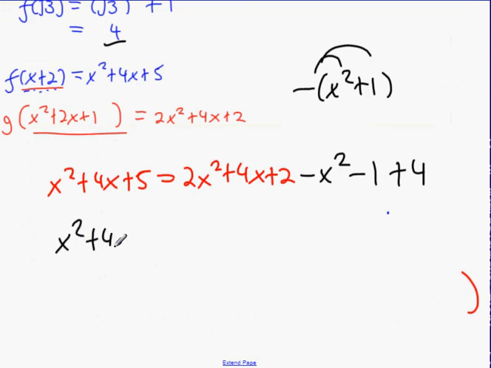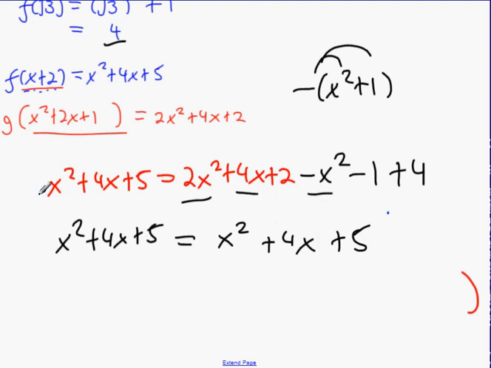x squared plus 4x plus 5 is on the left, and on the right 2x squared minus x squared. 4x is nothing to work with. What's 2 take away 1? 1 plus 4? Does it balance? Yes, it does.